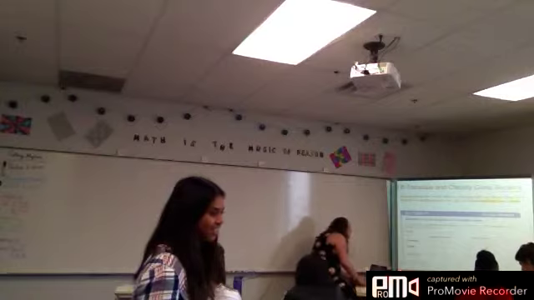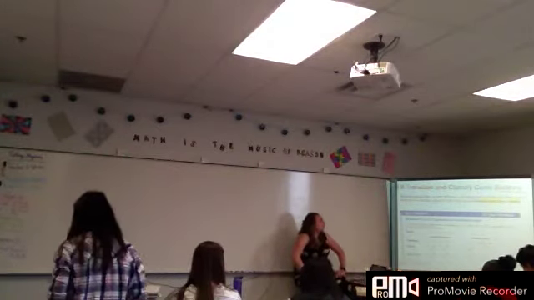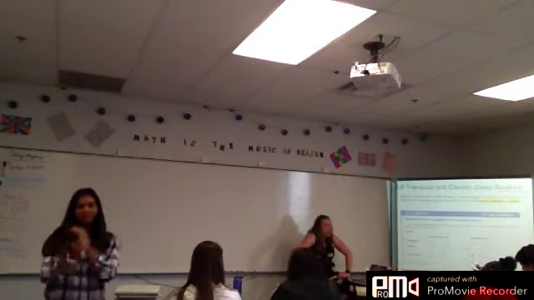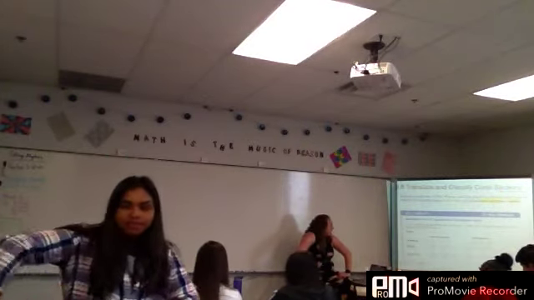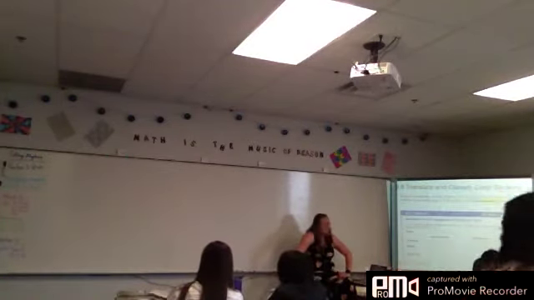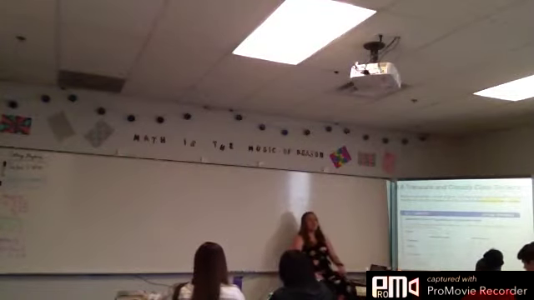Okay, so we have four types of equations we've talked about: circles, parabolas, ellipses, and hyperbolas. A circle is in what form? What's the standard form of a circle?